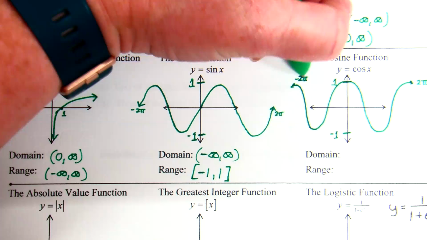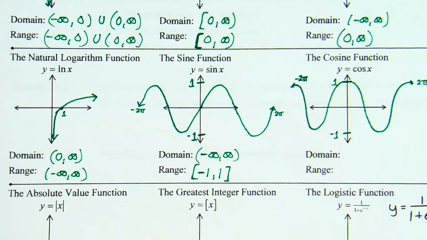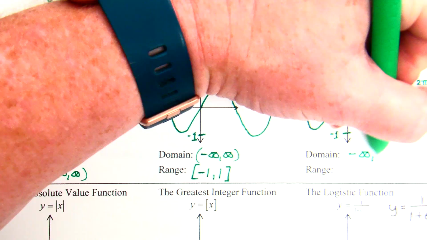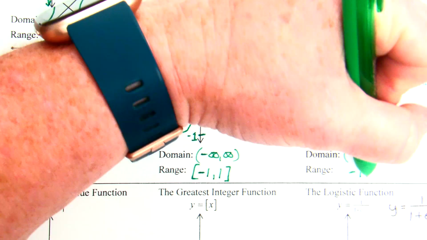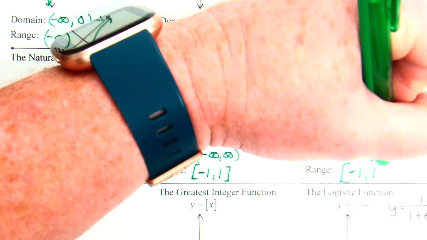And that does say -2 pi over there. So what would you guess about the domain and range? Yep, same as sine. It's going to go infinitely left, infinitely right. So domain is -infinity to +infinity. And the range goes as low as -1, as high as +1. And those are brackets.